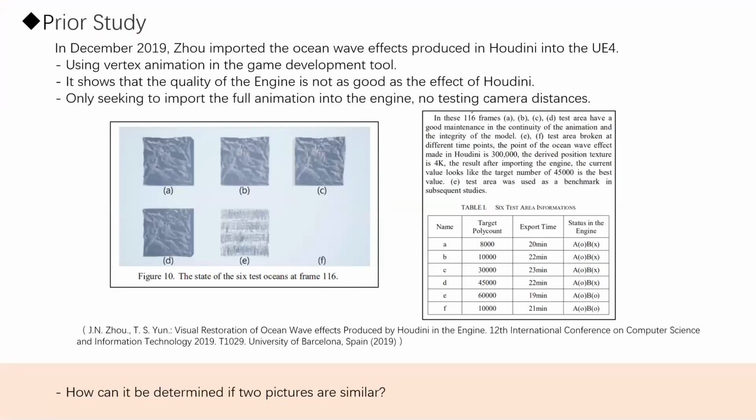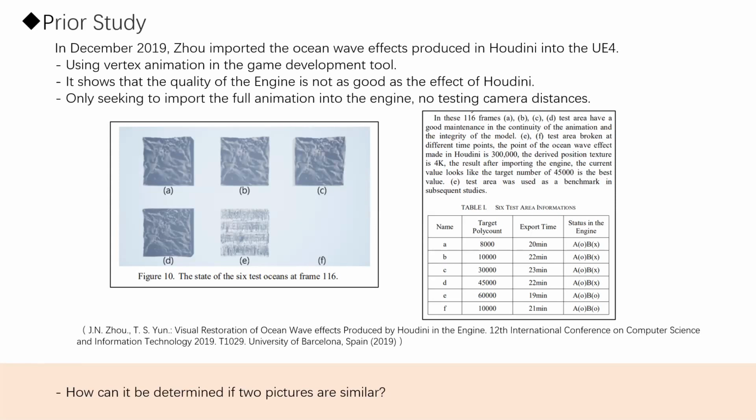In December 2019, I presented at ICC-SIT, another conference, where, based on the ocean wave effect made by Houdini, we used the texture animation texture to import the ocean wave effect into the engine. The goal of that paper was to test the maximum polycount number of the ocean wave imported to the engine. There was no comparison of the similarity of the effect in the two software, only seeking to import the full animation, and no testing of camera distance. So people only compare the two pictures by looking at them visually and can only roughly explain whether the two pictures are similar or subjectively say which picture is more in line with their aesthetic, and can't get more detailed data analysis.